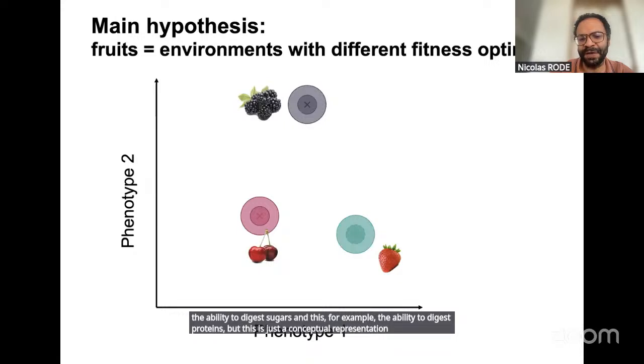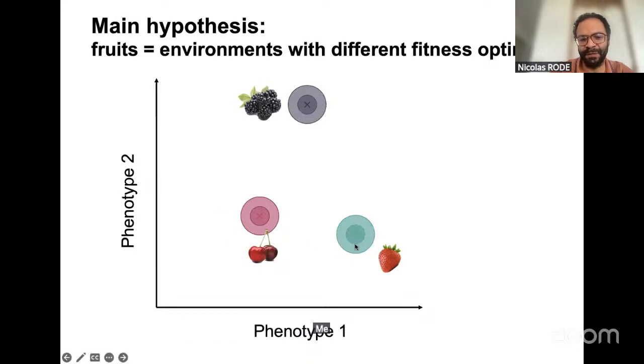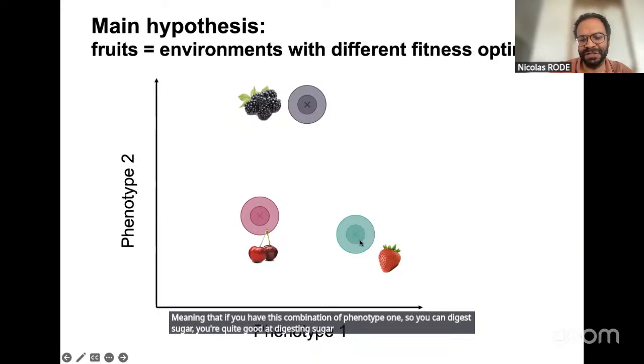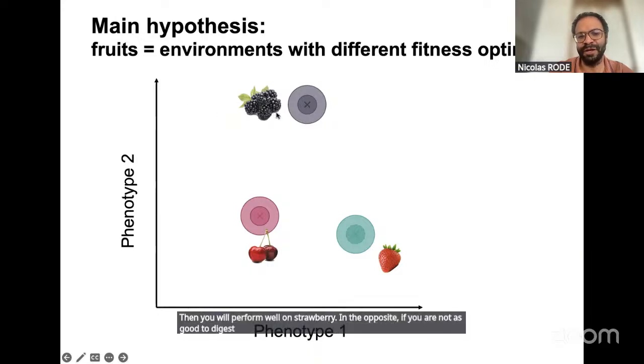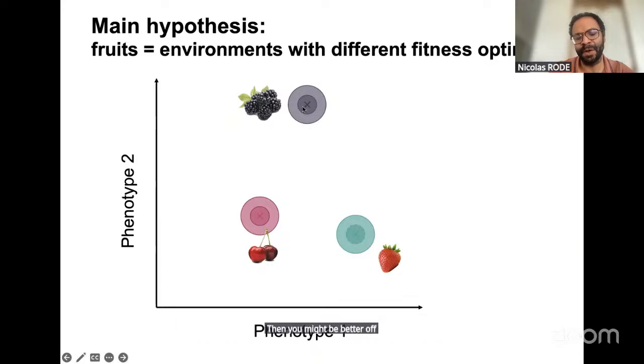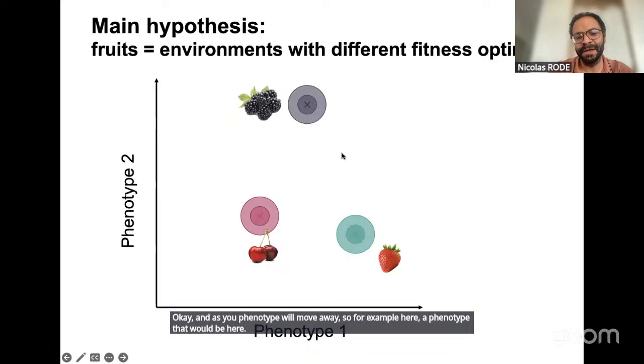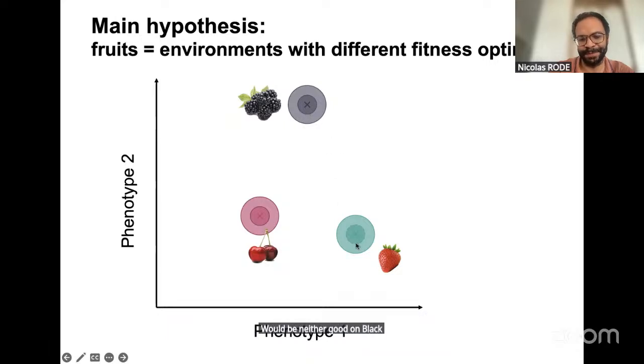Here, it could be a fitness landscape, meaning that if you have this combination of phenotype, so you can digest sugar, you're quite good at digesting sugar but quite poor at digesting protein, then you will perform well on strawberry. In the opposite case, if you are not as good at digesting sugars but you're really good at digesting protein, then you might be better off on blackberry. And as your phenotype moves away, for example a phenotype that would be here, it would be neither good on blackberry nor on strawberry.